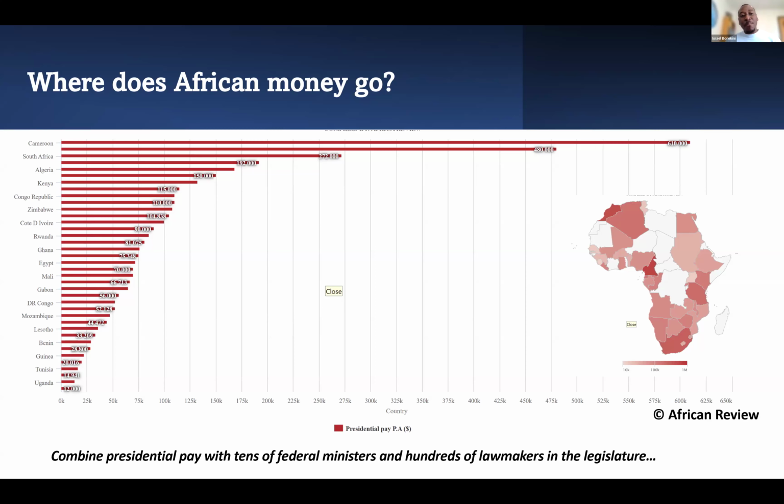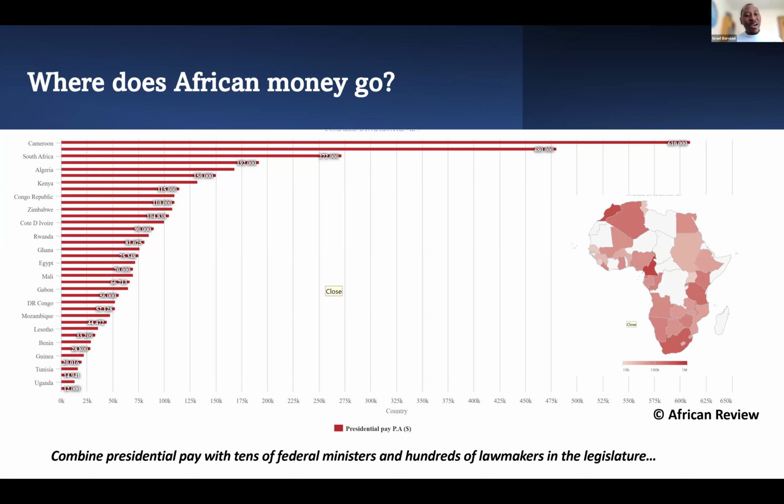You see on the bar, presidents paying themselves a huge chunk of money as annual salaries. For example, the largest one there is Cameroon, paying the president, only one person, over $600,000 a year. Even the US president doesn't get paid that much. And that is just one person.